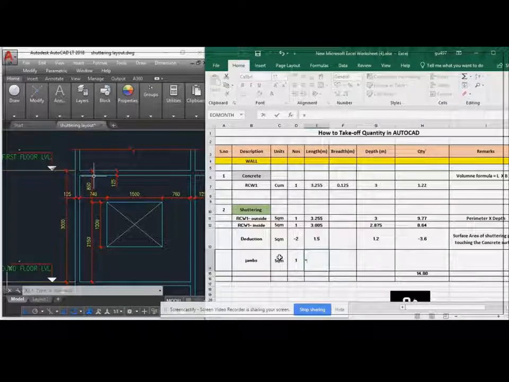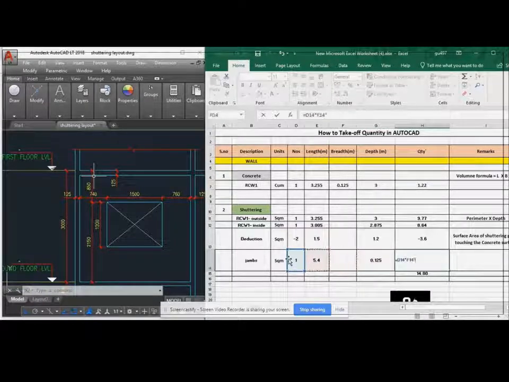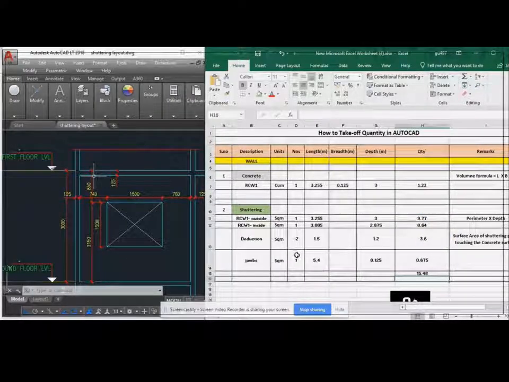So here 1.5 meter plus 1.5 meter plus 1.2 meter plus 1.2 meter is the total length of the jamb, into 0.125. So the total area of the shuttering of that wall is 15.48 square meter.